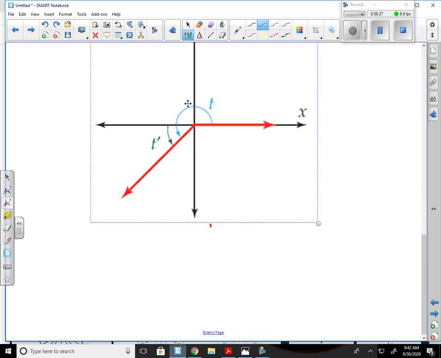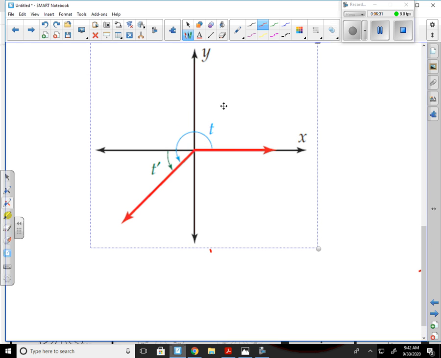If I had only gone this far, so if I'm in quadrant 3, if anyone is in this quadrant, in order to find this angle, or my reference angle, all I have to do is t minus pi, with pi being here on the x-axis. That will give me t prime.